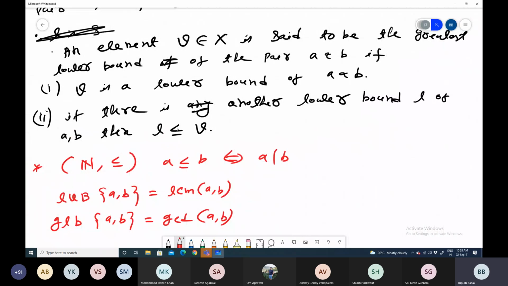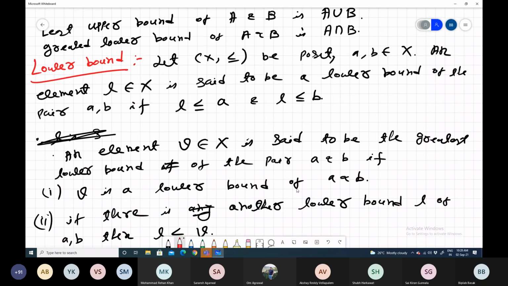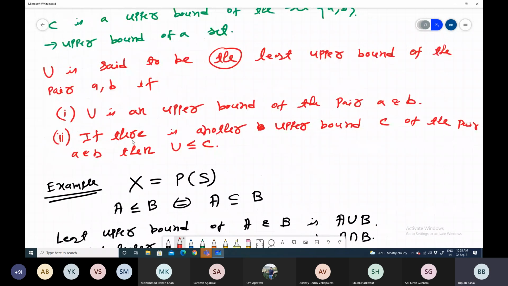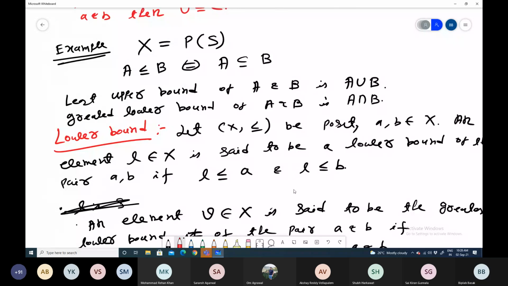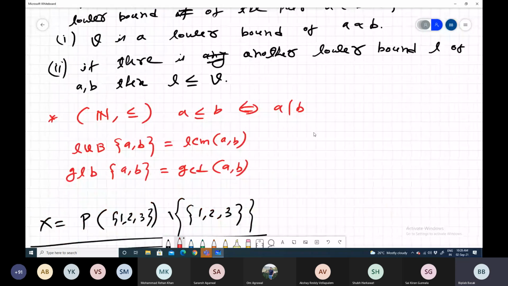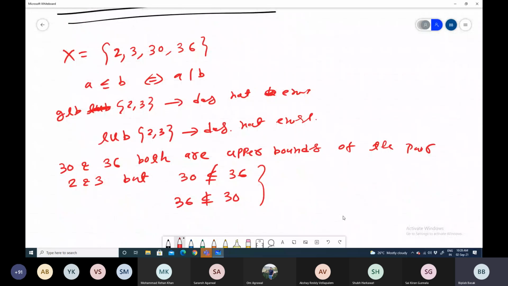See, that is the property. So if there is another upper bound C of the pair, then U should be less than or equal to C for U to be the least upper bound. So here, if your U is 30, then C is another upper bound, 36. But 30 is not less than or equal to 36. So therefore, 30 cannot be the least upper bound. It has two upper bounds and they are not comparable. So therefore, the least upper bound does not exist.